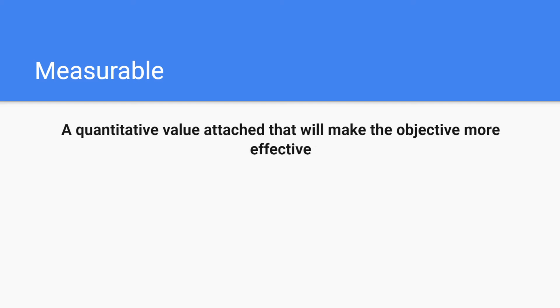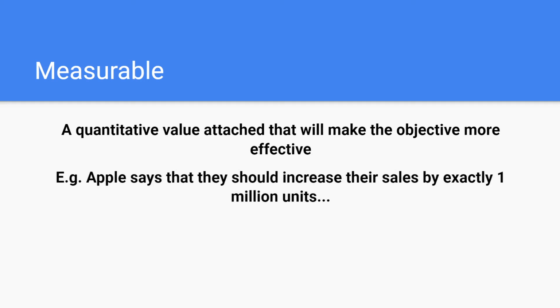Then measurable, it means a quantitative value that is attached to the objective, and this will make the objective more effective. For example, in Apple's case, if they say they want to increase their sales by exactly 1 million units. So now you have exactly the quantitative number, 1 million units, where the employees can exactly see what they have to achieve.